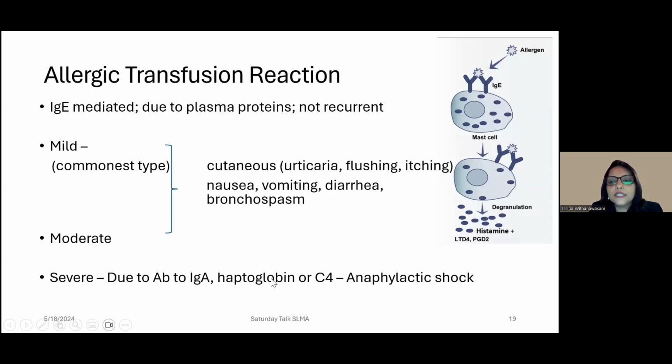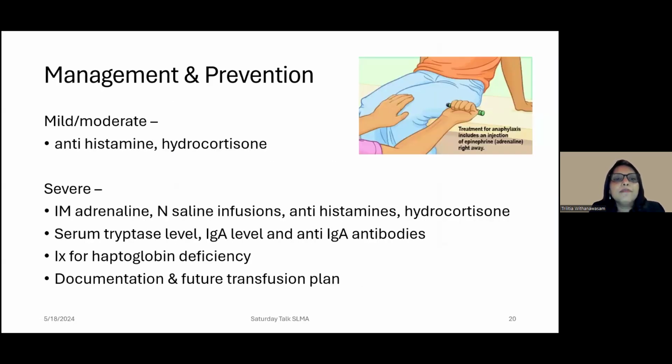In our part of the world, people say it's not only IgA deficiency; a more important cause of anaphylactic transfusion reaction is haptoglobin deficiency. These can be assessed and we can do the investigations. Just keep in mind, if you have a patient with a severe allergic reaction, it's very important to investigate and give a good future transfusion management plan.